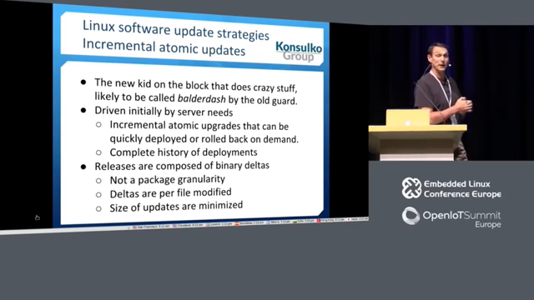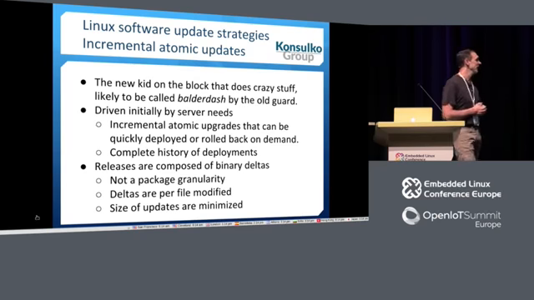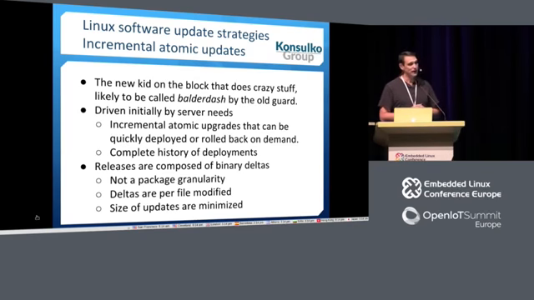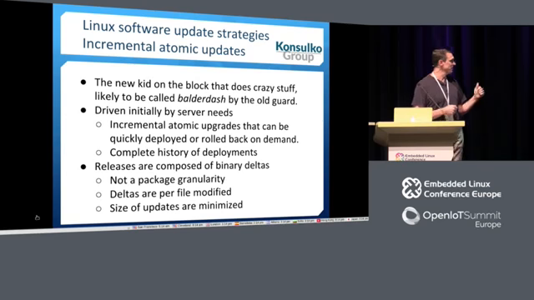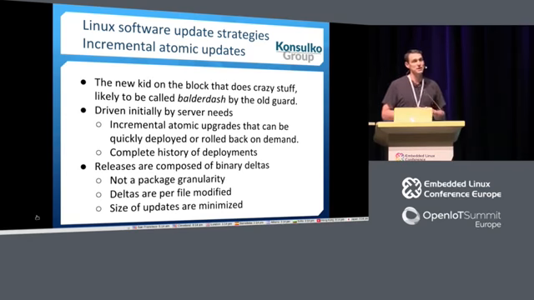So the way it works is your actual release of your root file system is composed of a set of binary deltas. Rather than working at package granularity, they're working at per-file granularity, with a logical set of binary deltas on that. And one of the benefits of this is that the size of updates is minimized.